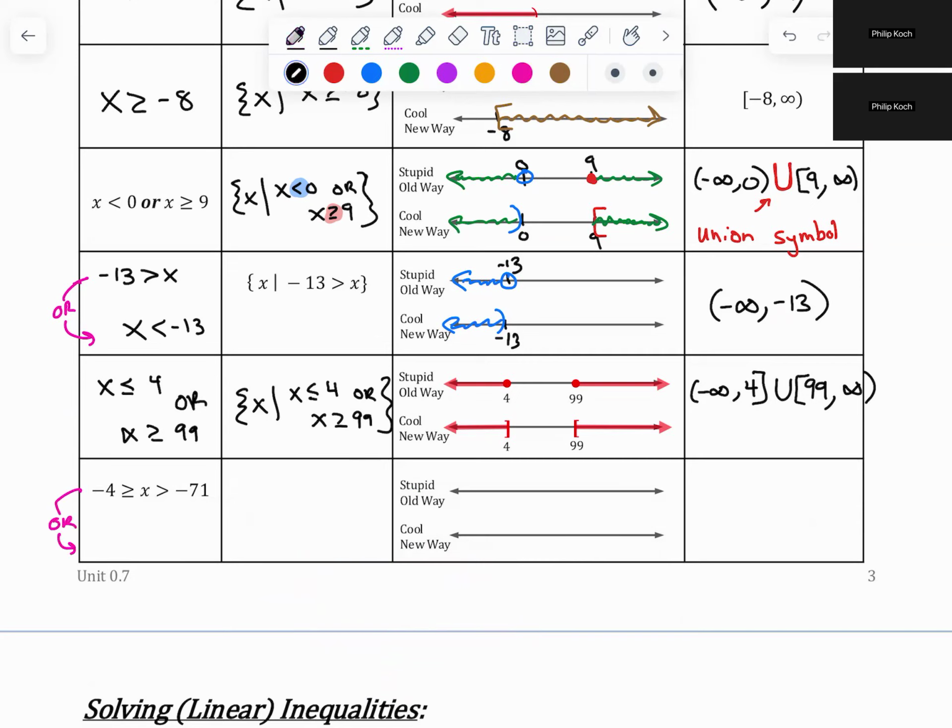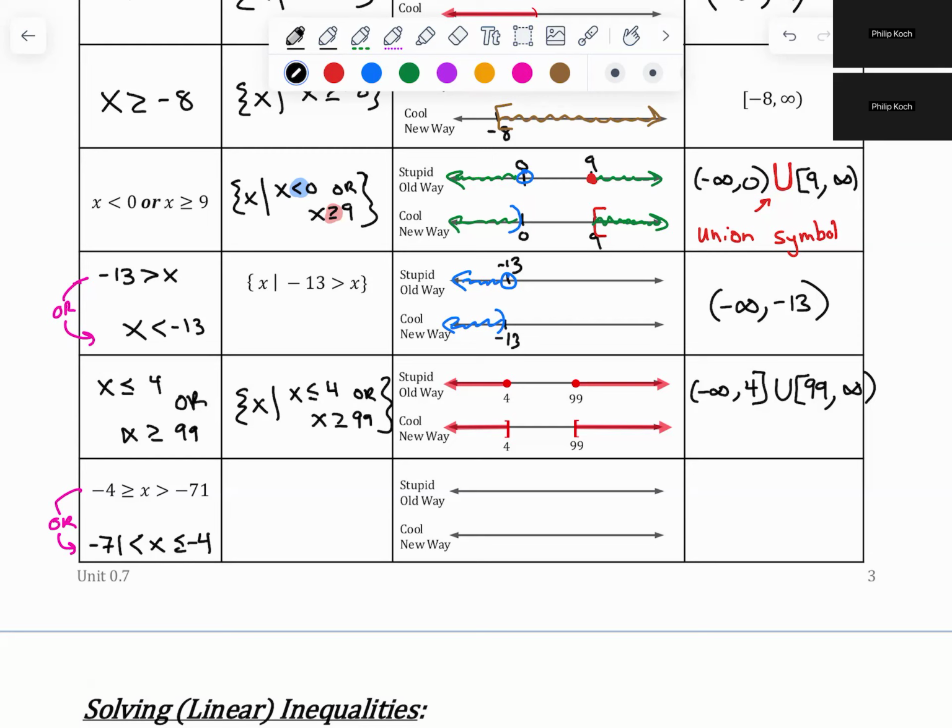So it should be negative 71 is less than x is less than or equal to negative 4. That's how we would write it if we want to write it in the way that we usually like to see things. We like to see it in ascending order, from most negative to most positive, from furthest left to farthest right.